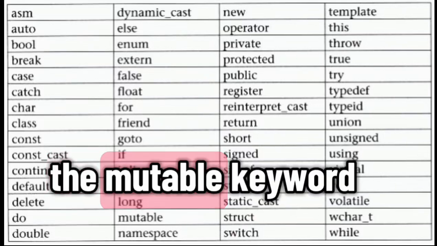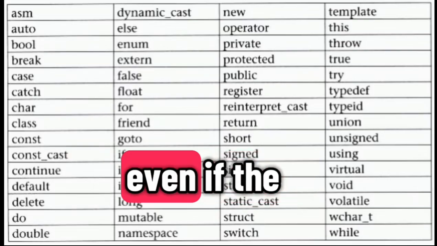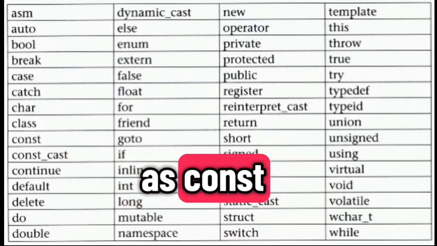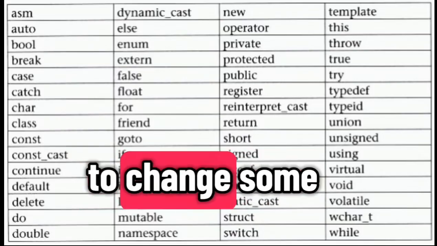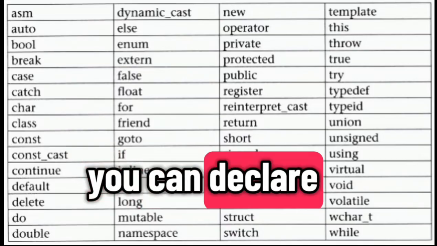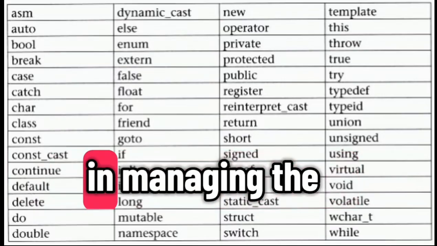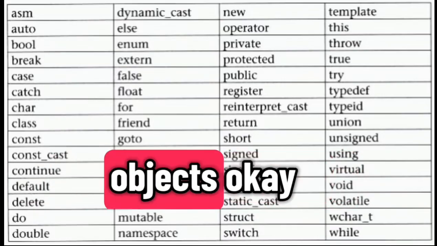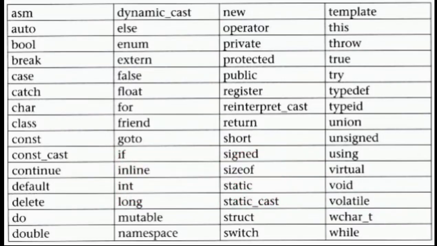The mutable keyword allows a member of an object to be modified even if the object is declared as const. So, if you have a const object that needs to change some of its members, you can declare those members as mutable. It provides flexibility in managing the state of const objects. Okay, how about the word XOR?